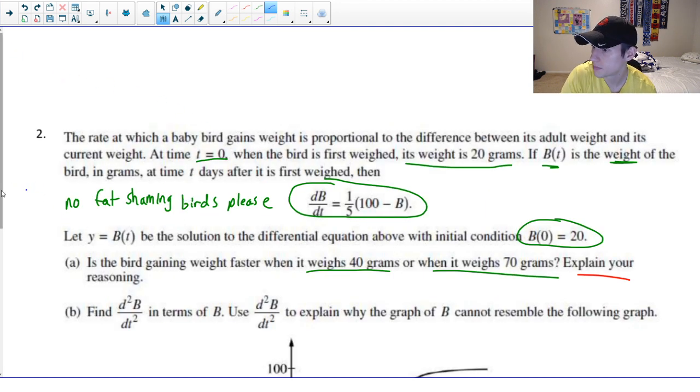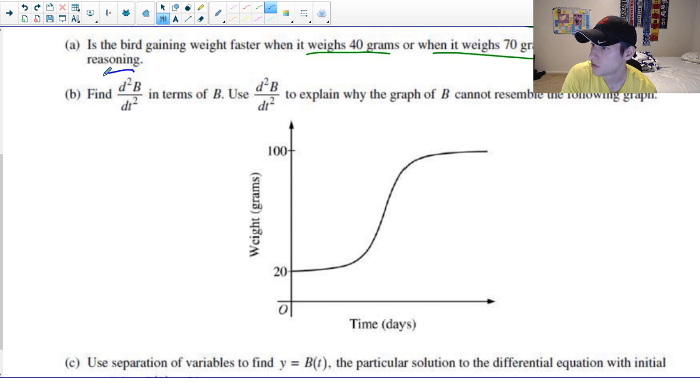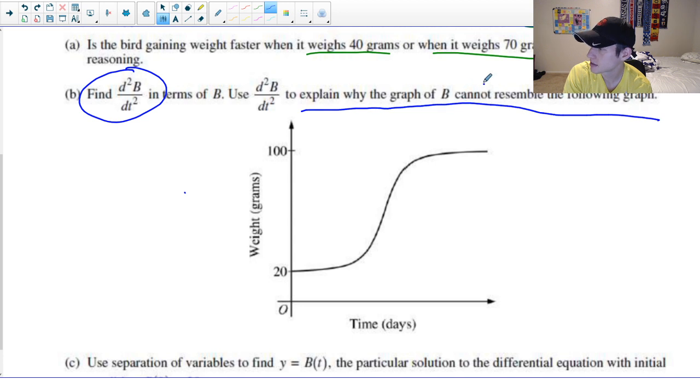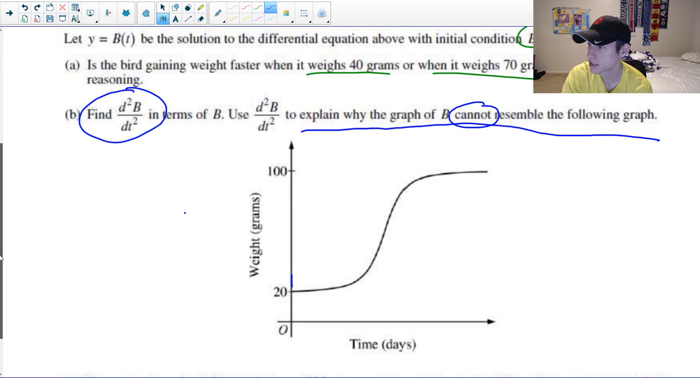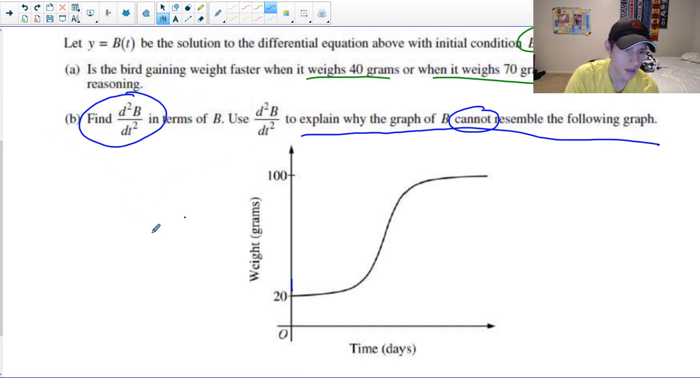All right, part B. Find the second derivative, right? d squared B over dt squared, in terms of B. Use the second derivative to explain why the graph of B cannot resemble the following graph. So it's giving me a graph and saying this is not what the graph of our equation should look like, and it's asking us why that is. Explain why that is.